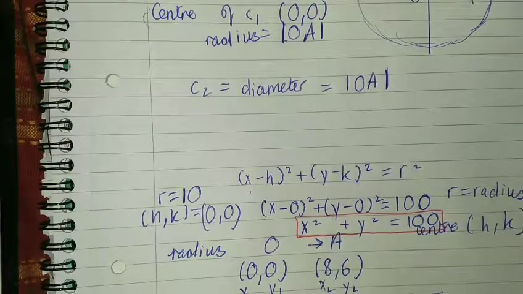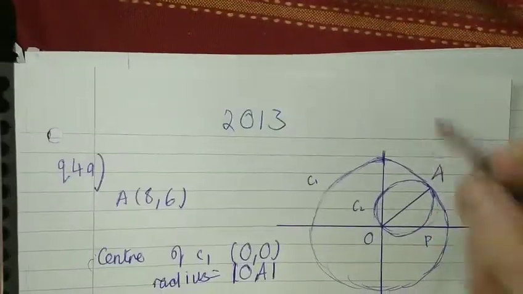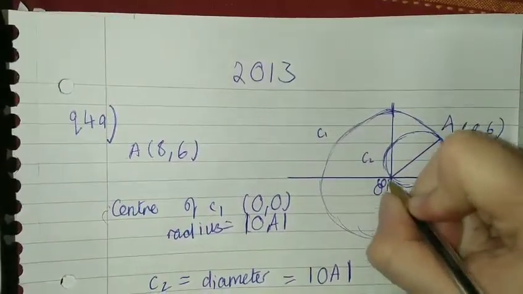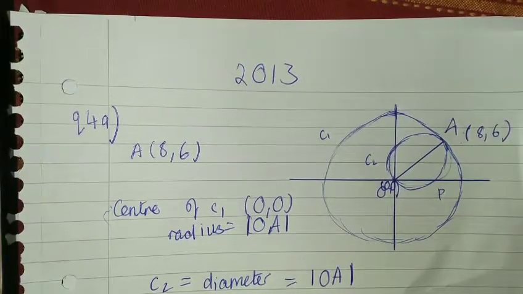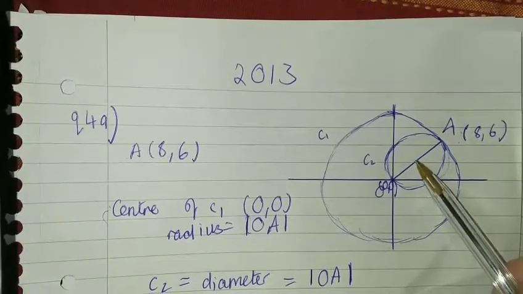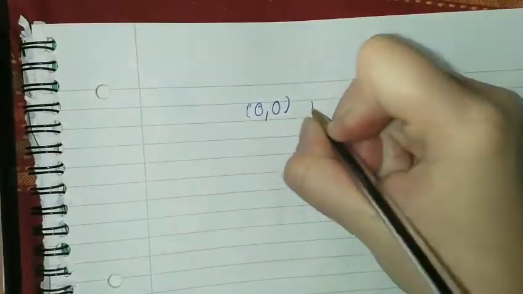And then the next part, I'm asked to find the equation of C2. So in order to get the center of my circle, I know that this point A is 8, 6, and this point is 0, 0. So that's the diameter from O to A, is the diameter of my circle. So if I want to get the center of my circle, I'm going to have to get the midpoint between these two, because in order to get the equation of my circle, I'll need the center.